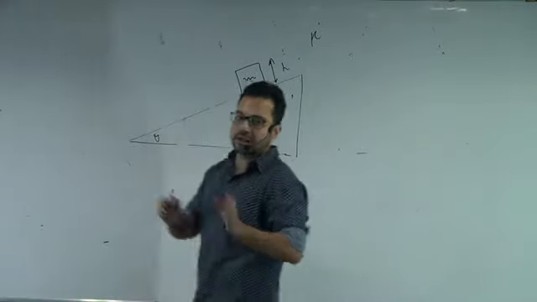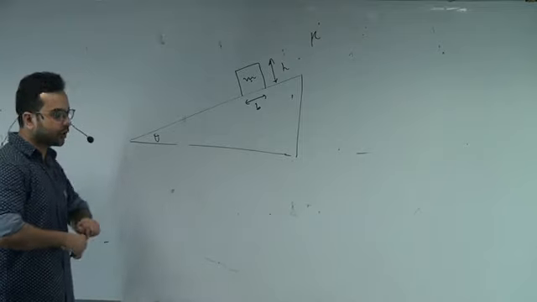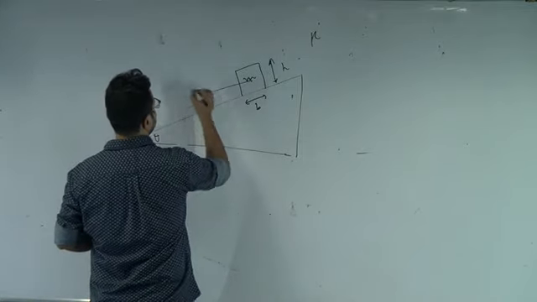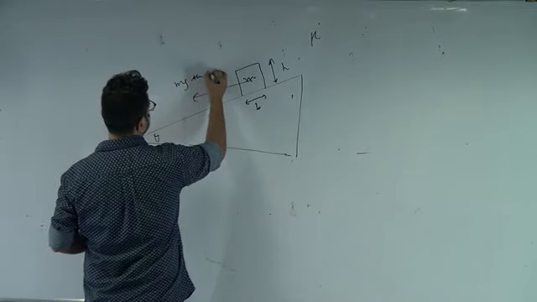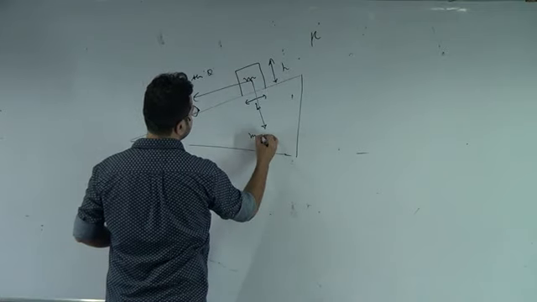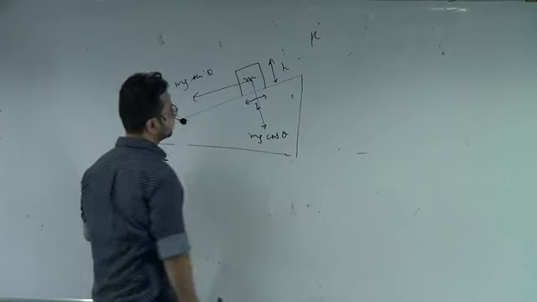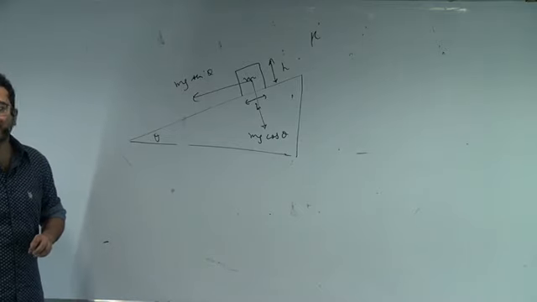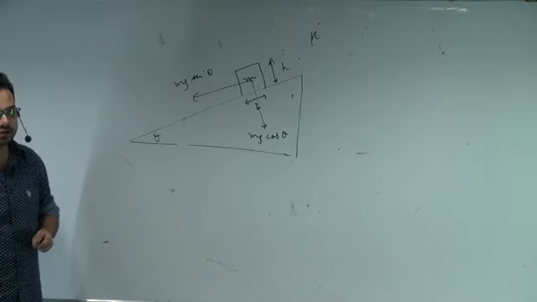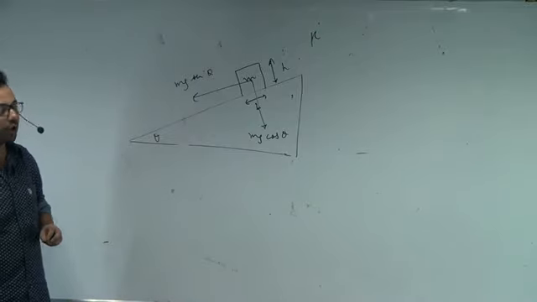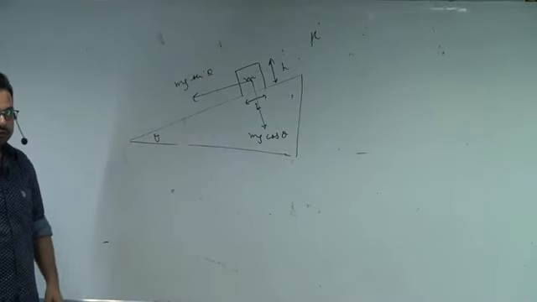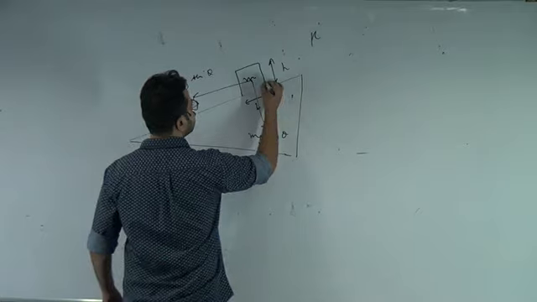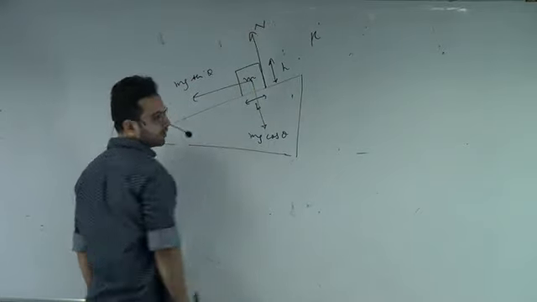Now let's calculate it mathematically. mg sin theta, mg cos theta. And I'm trying to find out what? The limiting condition that it topples. So where will the normal shift to? The normal will shift to the extreme.